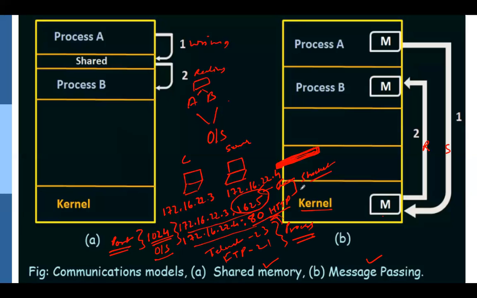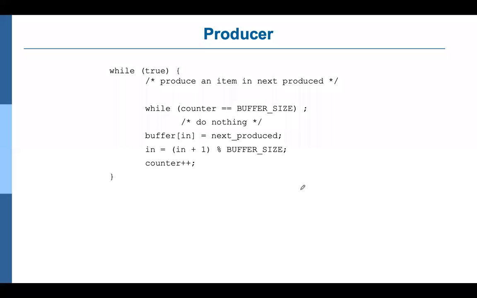Producer is producing something and consumer is consuming something. Okay, so let's see, we have an example here. This is a producer program, which is always going to produce something because it is in a while loop. So we have a producer, we have a consumer. In between producer and consumer, we have some sort of buffer. Buffer is some sort of shared memory.